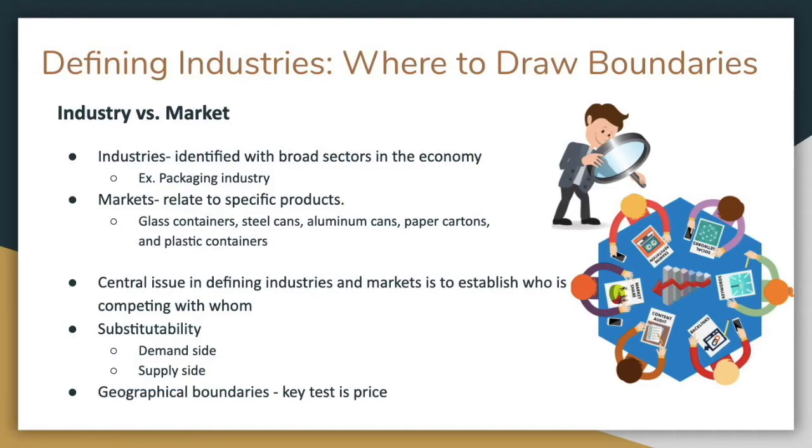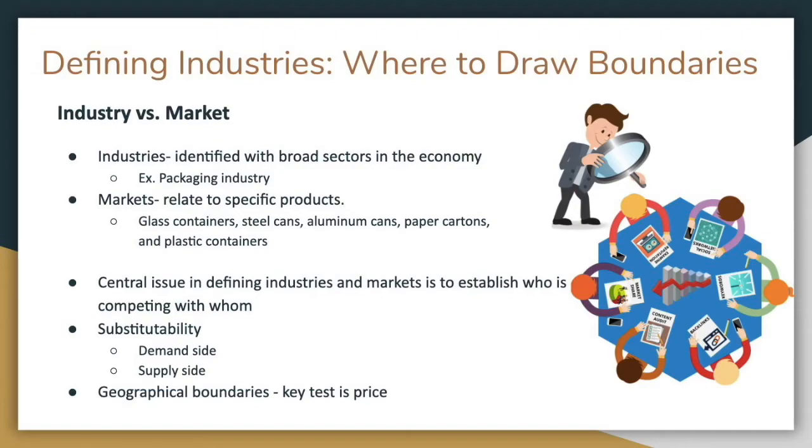Another example is the banking industry. Institutions or banks supply a number of different products and services to different competitors. The most basic distinction is between retail banking, corporate and wholesale banking, and investment banking. Each of these can be separated into several different product markets. The central issue in defining industries and markets is to establish who is competing with whom. To do this, we need to recognize the principle of substitutability.